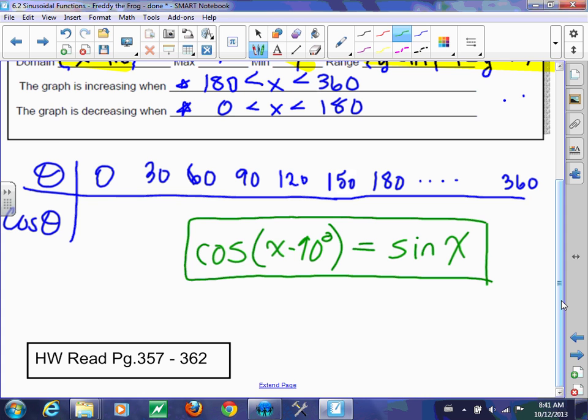Okay. So for tonight's homework, guys, hopefully you've had fun with the activity. Let's read page 357 to 362. Develop a better understanding, and you're probably going to want to have some colored pencil crayons or colored markers for next class when we're doing some sinusoidal transformations.